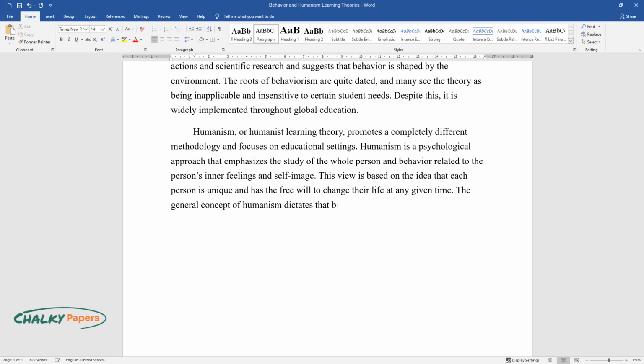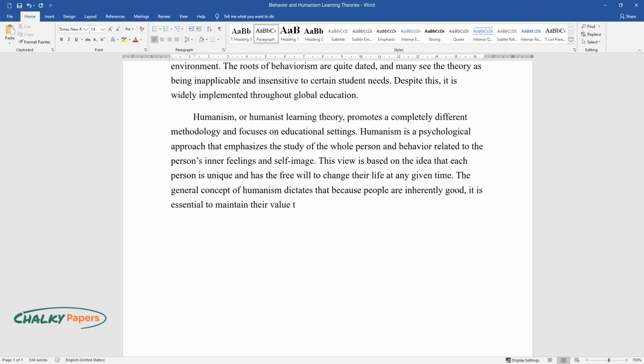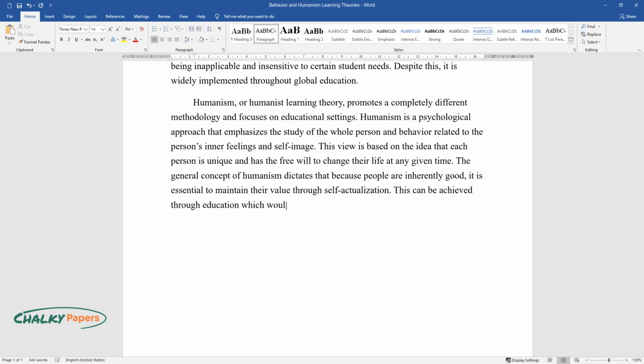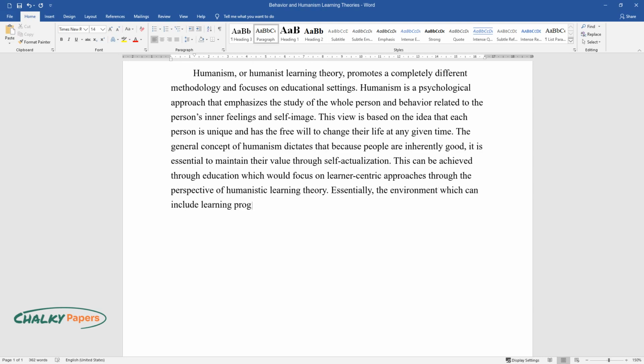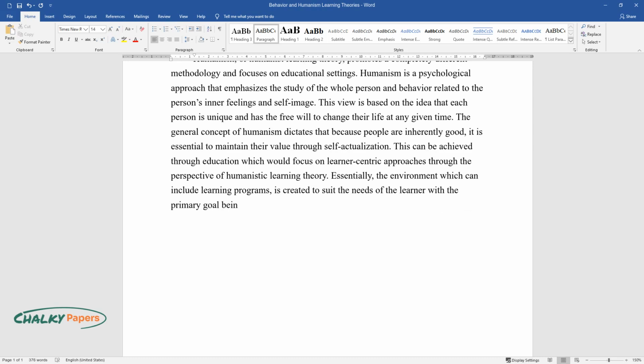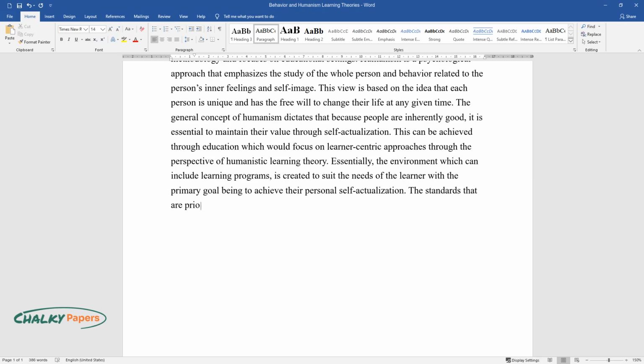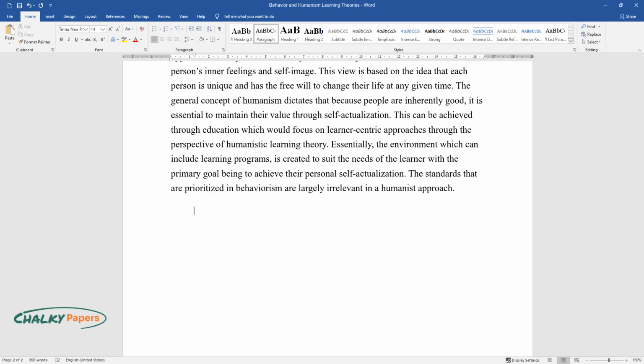The general concept of humanism dictates that because people are inherently good, it is essential to maintain their value through self-actualization. This can be achieved through education, which would focus on learner-centric approaches through the perspective of humanistic learning theory. Essentially, the environment, which can include learning programs, is created to suit the needs of the learner, with the primary goal being to achieve their personal self-actualization. The standards that are prioritized in behaviorism are largely irrelevant in a humanist approach.